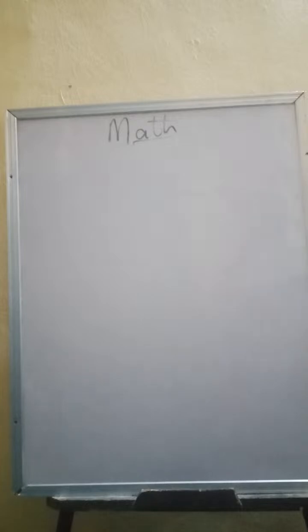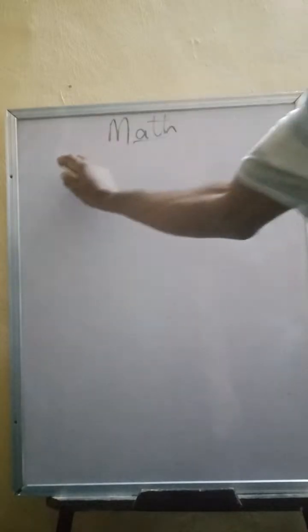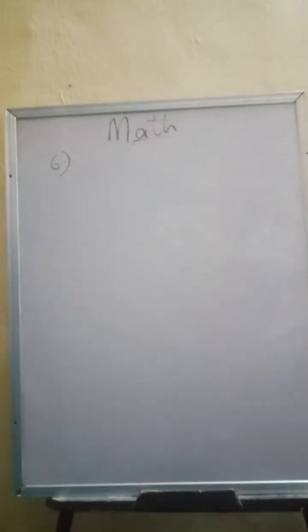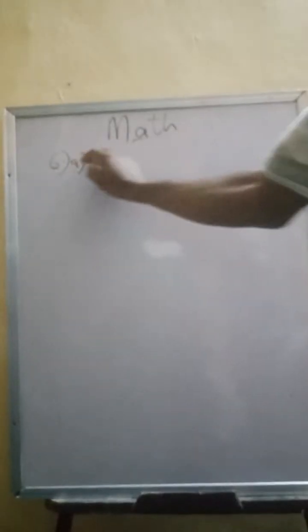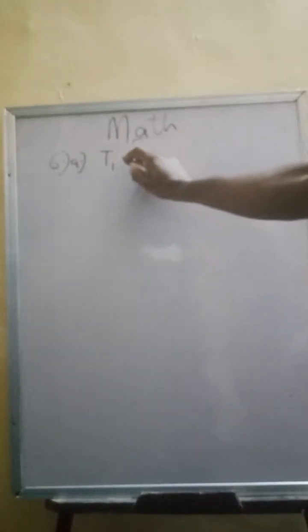And we'll be moving on to number 6. Now, if you check number 6 out, it says the first term of an arithmetic progression is 8. So let's write it out. That's the first part. The first term is 8.